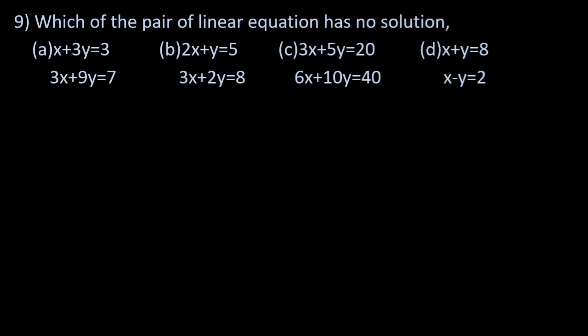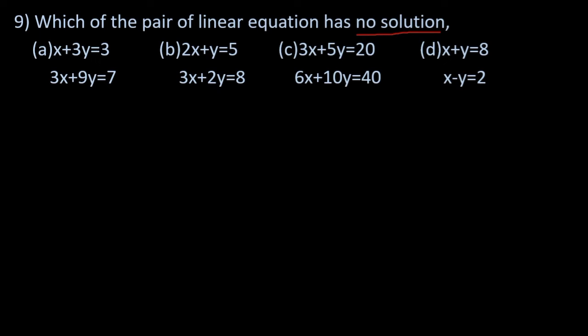Question 1. Which of the paired linear equations has no solution? Options we have: x plus 3y is equal to 3, 3x plus 9y is equal to 7. Next one, 2x plus y is equal to 5, 3x plus 2y is equal to 8. Next one, 3x plus 5y is equal to 20, 6x plus 10y is equal to 40. And option D, we have x plus y is equal to 8, x minus y is equal to 2. Here they said we need to find no solution. No solution means a1 by a2 needs to be equal to b1 by b2, but it's not equal to c1 by c2. So which option is like that?